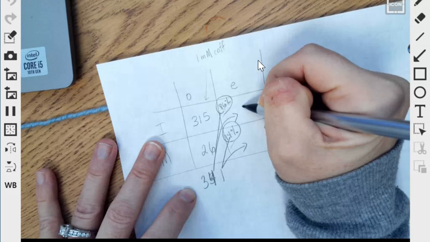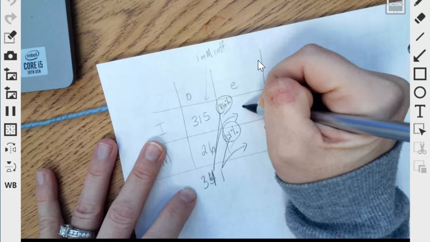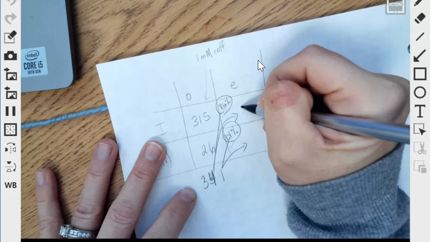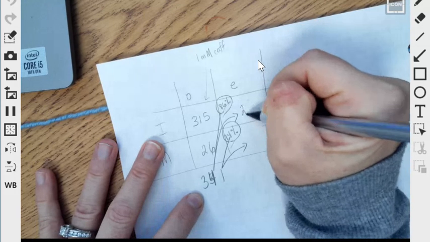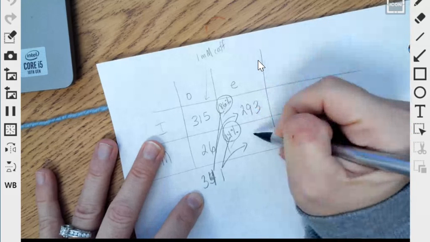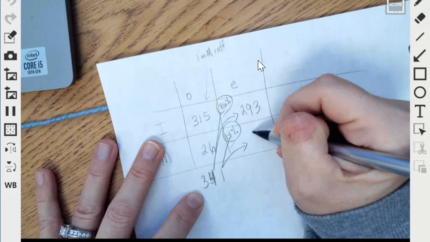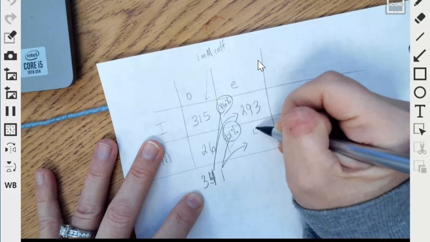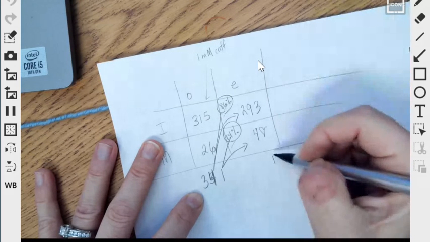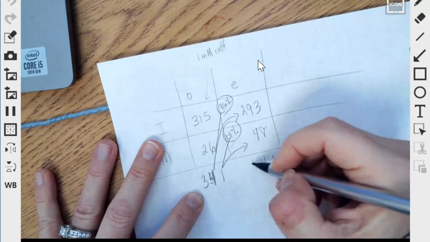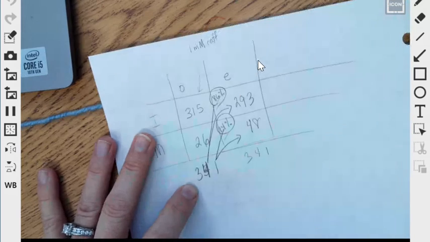Hold on, give me a second. You're there, Aiden. For me, I got, for interphase was 293, and for mitosis 48. Yeah, 48. Make sure that's right. They add up. Okay. All right.